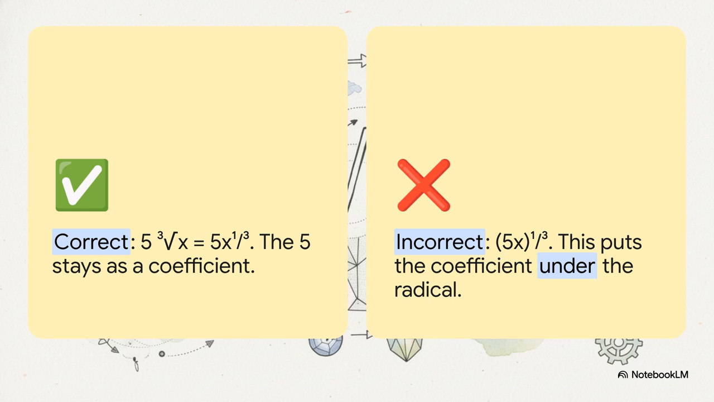Let's make this crystal clear. On the left, you've got 5 times the cube root of x. The 5 is a coefficient, so it just stays out front when you translate it. But look at the right. That's a totally different problem where the 5 is inside the radical. Those two are not the same, so don't treat them like they are.